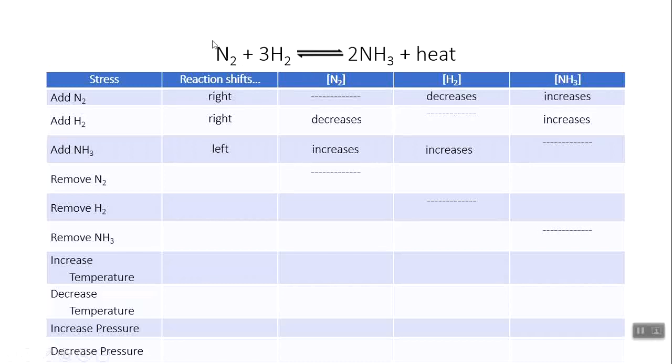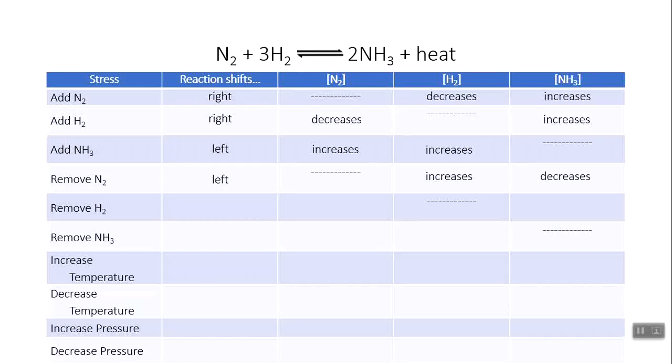Now, what if I take nitrogen away? Remember, think of it as there's a hole there. I just made a hole and I want to fill it back up. So if I take nitrogen away, that means the reaction will shift left towards where that hole is. So it'll shift left. That means the reactants will increase and my product will decrease.